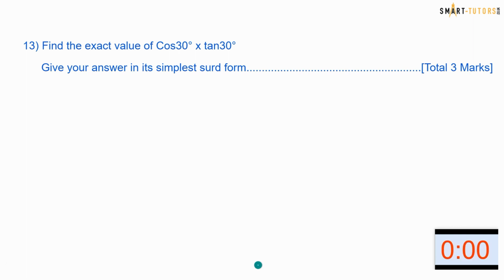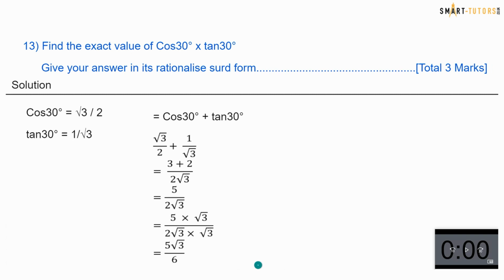That is the end of the time allocated for question number 13. Let's look at the answer for this one. The answer is 5 root 3 over 6, right? So now have a look. Cos 30, you need to remember, is root 3 over 2, and tan 30 is 1 over root 3.